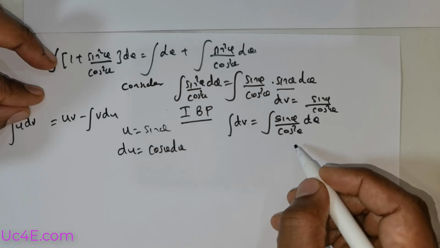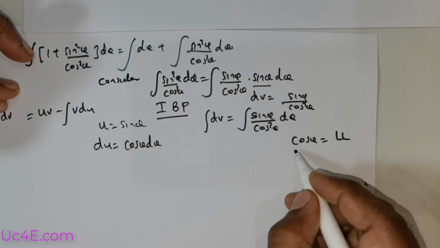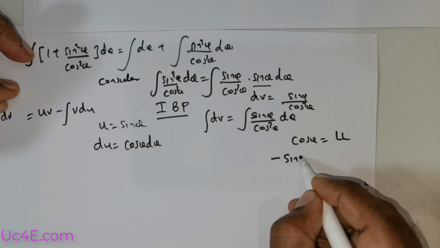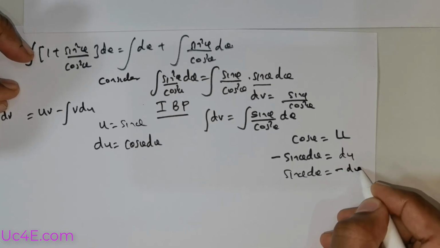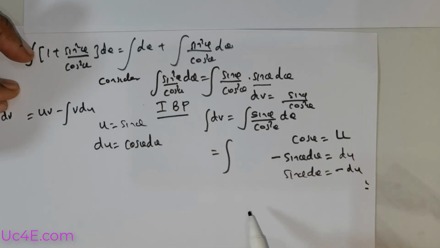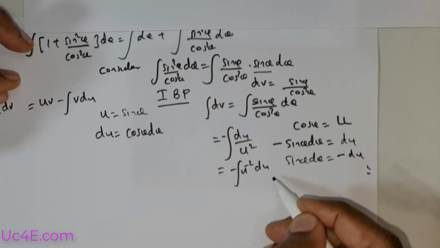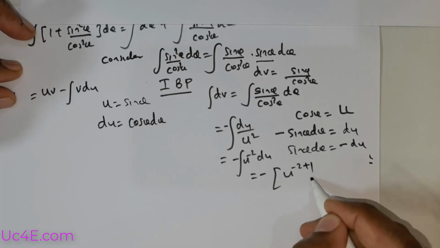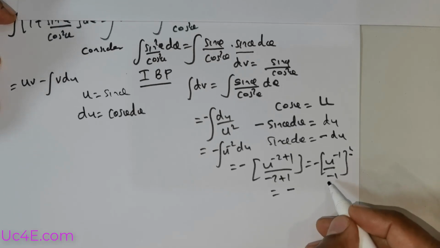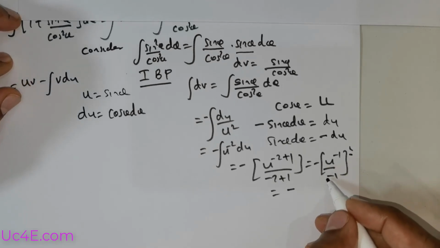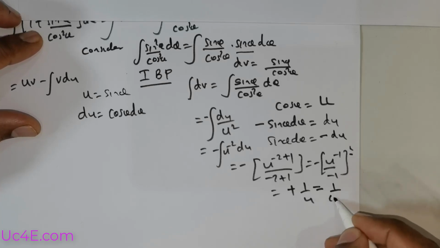Now to obtain the integration of this, I can take cos theta to be equal to some u, and if I differentiate this, I get negative sine theta d theta equal to du. So sine theta d theta is equal to negative du. So this is equal to the integral of negative du divided by u squared, which is nothing but negative u to the power negative 2 times du, which is negative u to the power negative 2 plus 1 divided by negative 2 plus 1, which is negative of u to the power negative 1 divided by negative 1, and negative times negative gives you positive. So this is 1 over u, right? But my u is cos theta, so just place cos theta.